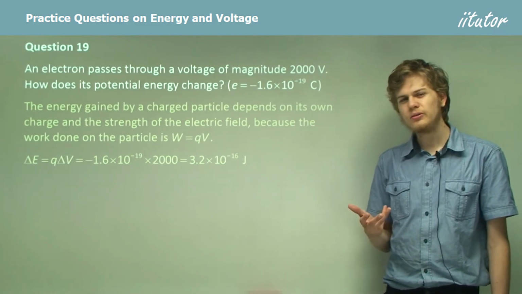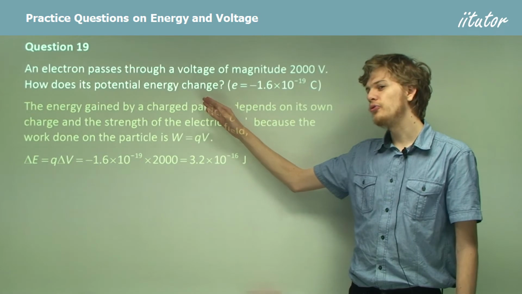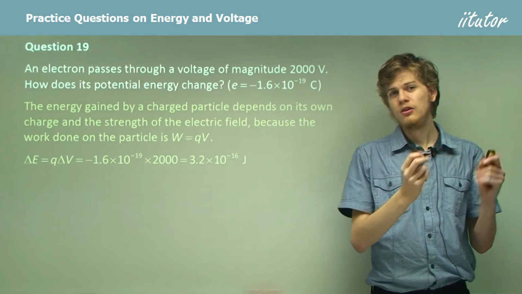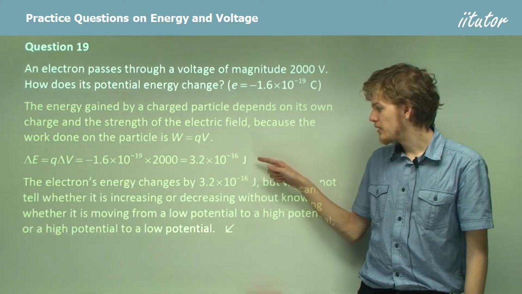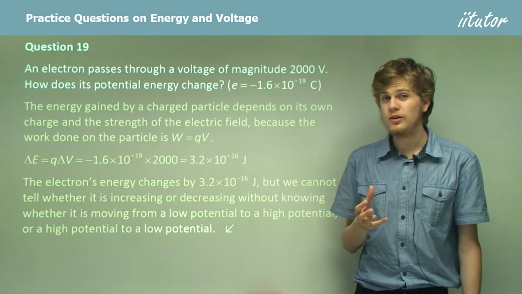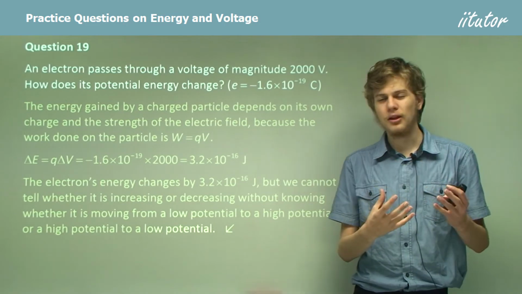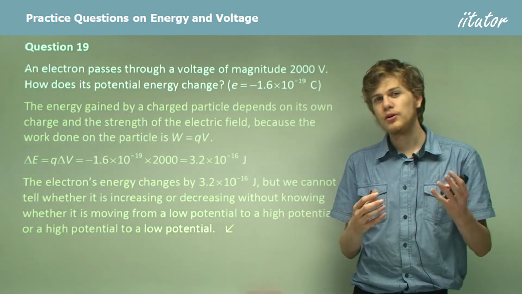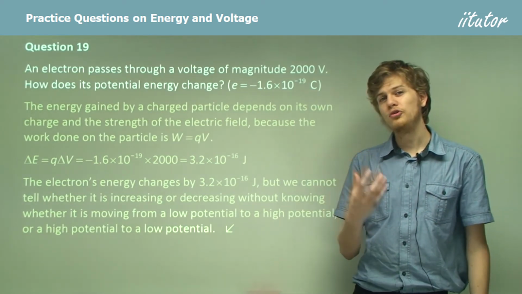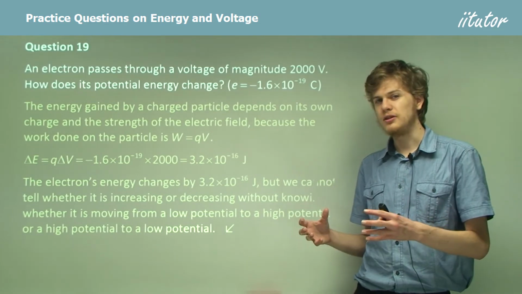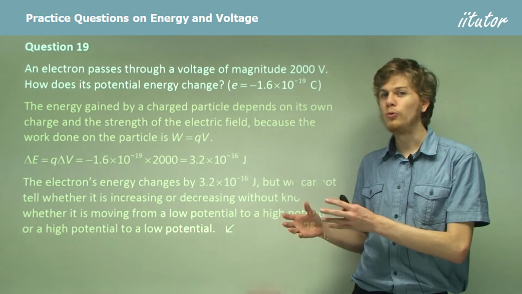Now, is it gaining potential energy or is it losing potential energy? Well, all we're told is that the electron passes through the voltage. We don't know whether it's being pushed uphill or whether it's rolling downhill. So the electron's energy changes by exactly this amount, but we don't know whether it's increasing or decreasing without knowing which direction it's passing. If it's going towards the negative plate, then it's gaining potential energy because it's getting more and more potential to fly away from that plate. If it's moving toward a positive plate, then it's going to be losing potential energy because the closer it is to the positive plate, the less it will be able to fall towards the positive plate.